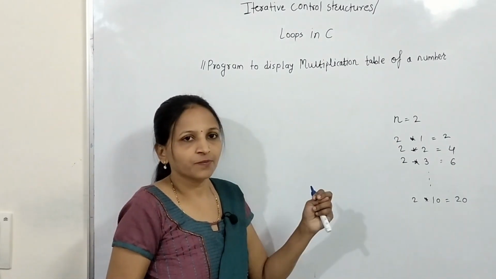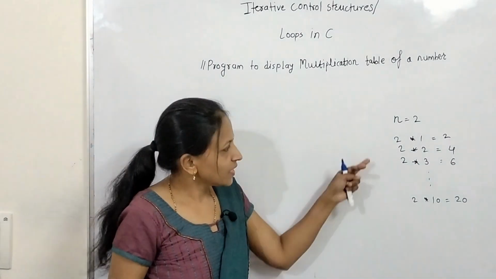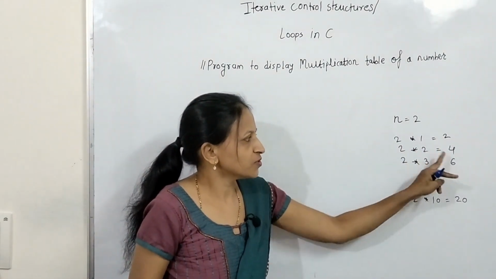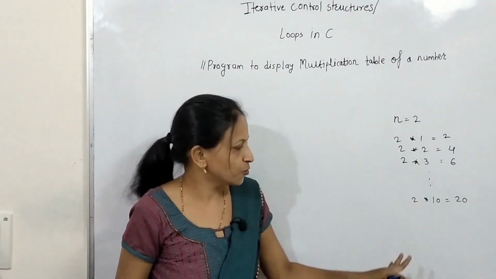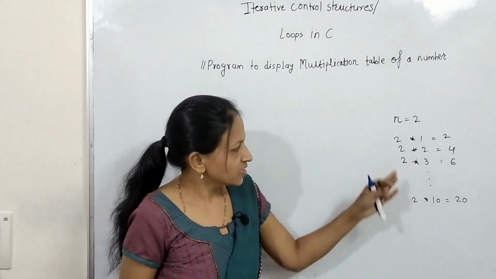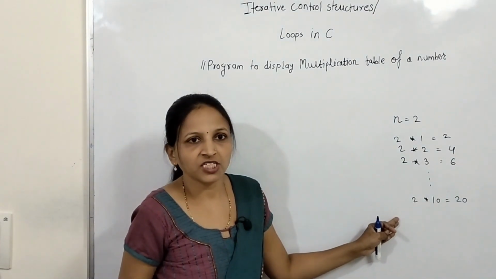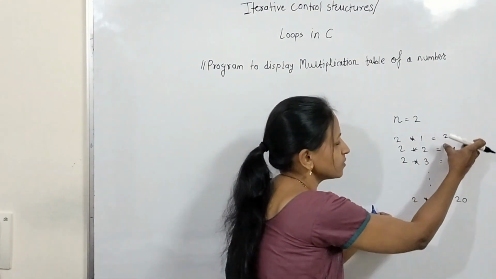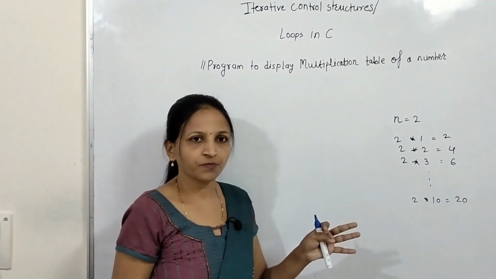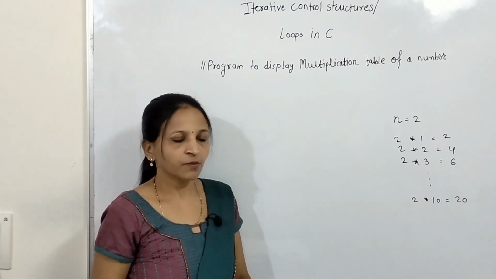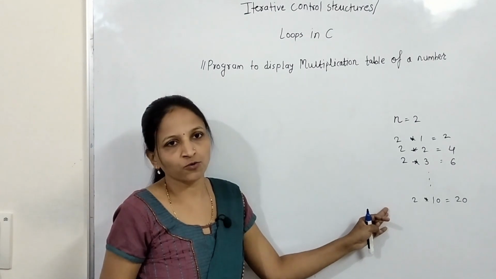Let it be n. Now what will the multiplication table look like? That is, 2 1s are 2, 2 2s are 4, 2 3s are 6, in that way up to 2 10s are 20. In this format we can display the multiplication table. We can also display only 2 4 6 8 up to 20. Both ways are possible, but here I am displaying in this format only.